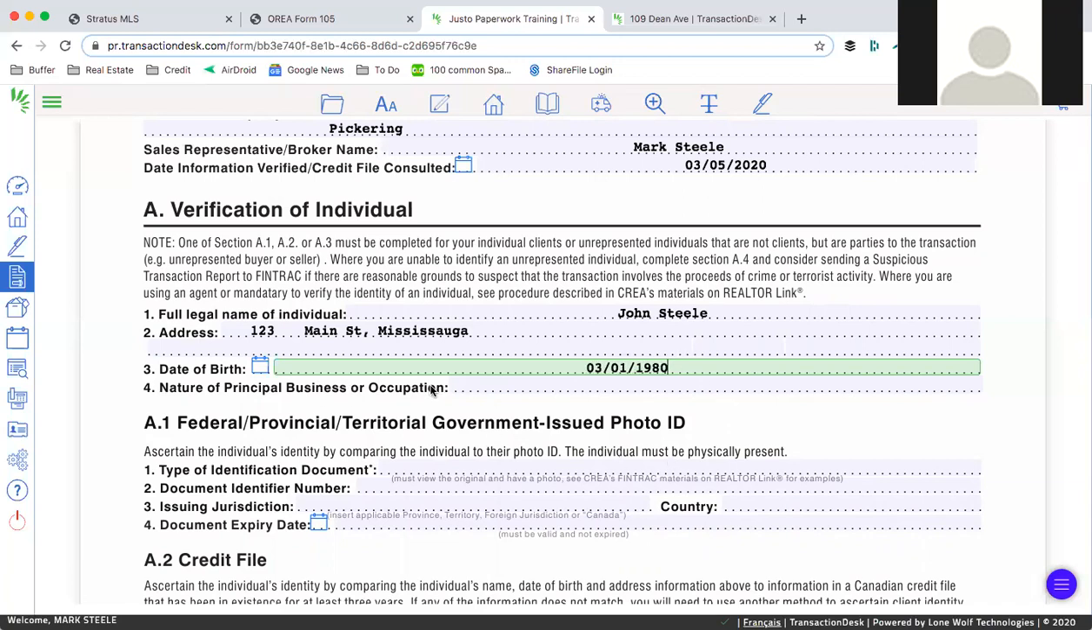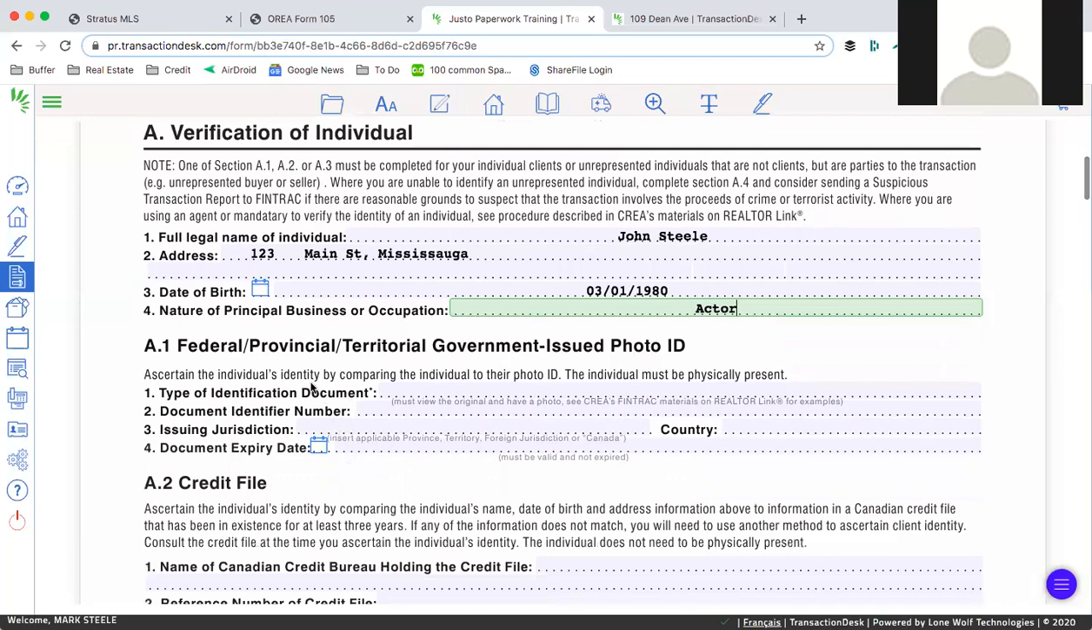Okay. Nature of principal business or occupation. Here's where you put whatever they do for work. So John is going to be, if I was not doing real estate, I'd be an actor. All right. So name of principal business, he's an actor. So this verifies that he has money coming in from his occupation.